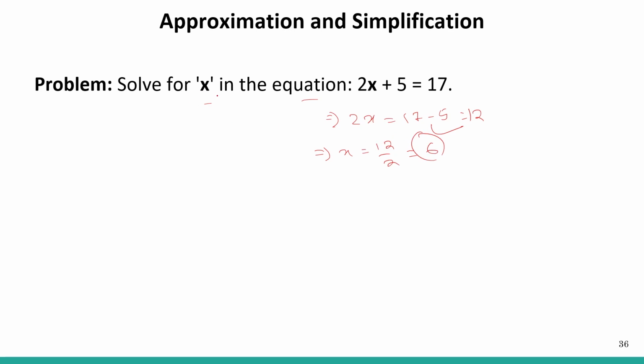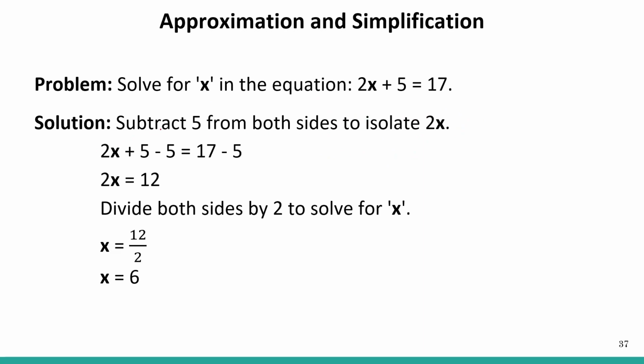Since this is a linear equation, the only solution for x is 6. So let's see the step-by-step solution. Subtract 5 from both sides to isolate 2x. So what we do is we subtract 5 here and 5 here. So what will be left with us? 2x is equal to 17 minus 5, which is equal to 12. Therefore x is equal to 6. As you can see, 2x is equal to 12, dividing both sides by 2 to solve for x, 12 by 2 is equal to 6.